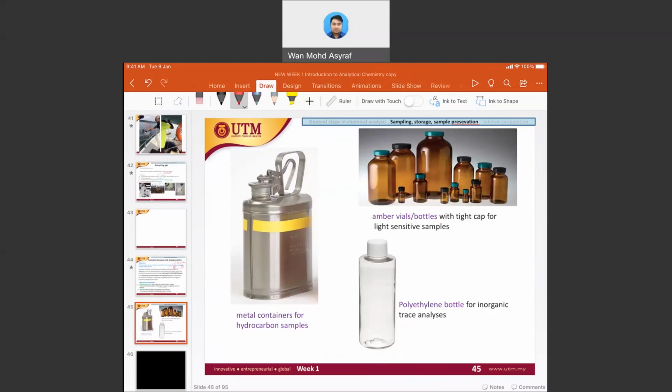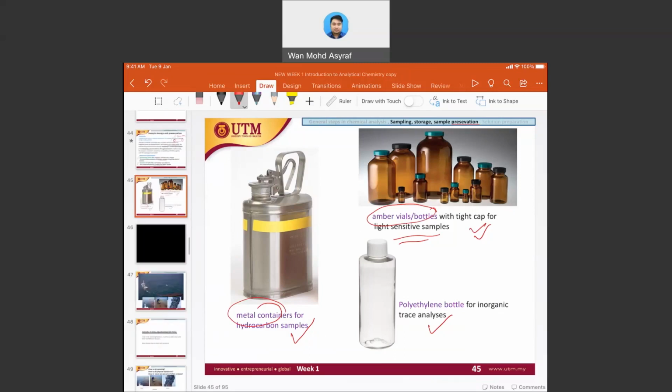For example, for hydrocarbon samples, we will use metal containers. Amber vials and bottles are usually for light sensitive samples. There are certain samples that are very sensitive to light. They tend to oxidize in the presence of light. So we need to use amber vials or bottles. Polyethylene bottles also can be used for organic trace analysis. All right.